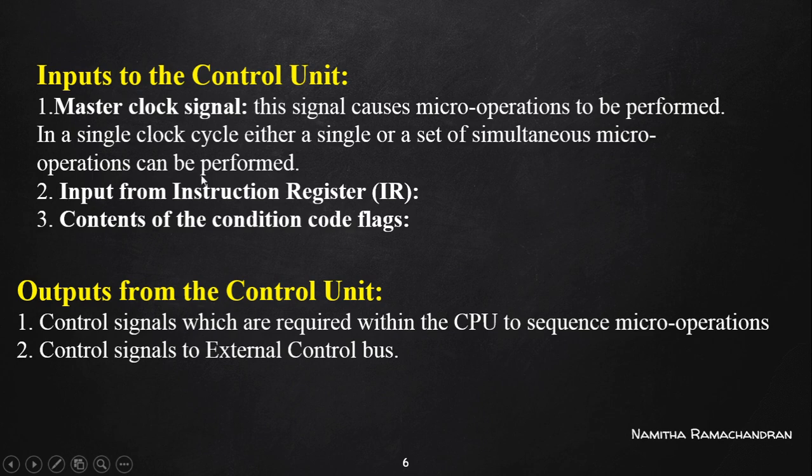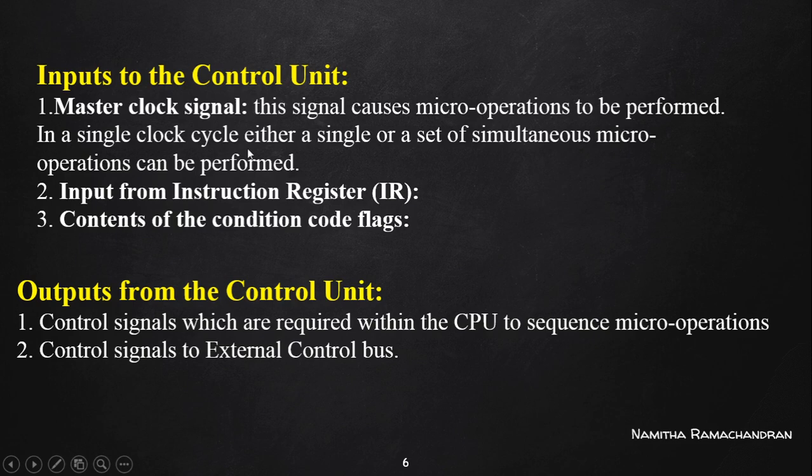Next is about the input and output of our control unit. Control unit is provided with three different inputs. Master clock signal, input from the instruction register, content of the condition code flags. Master clock signal is actually provided to the control unit externally. Using this clock information, this control unit can identify the start and end of various control signals. Start and end of various clock cycle.